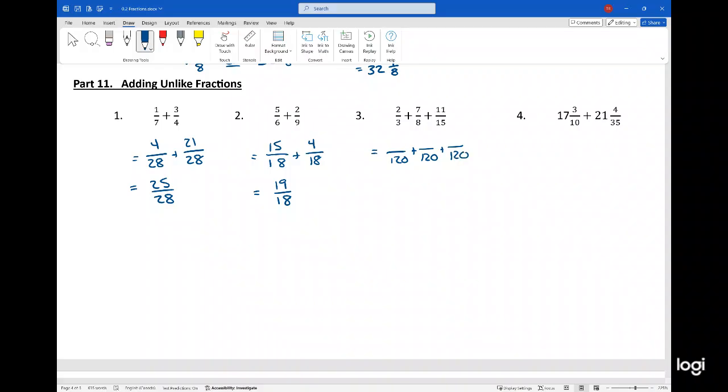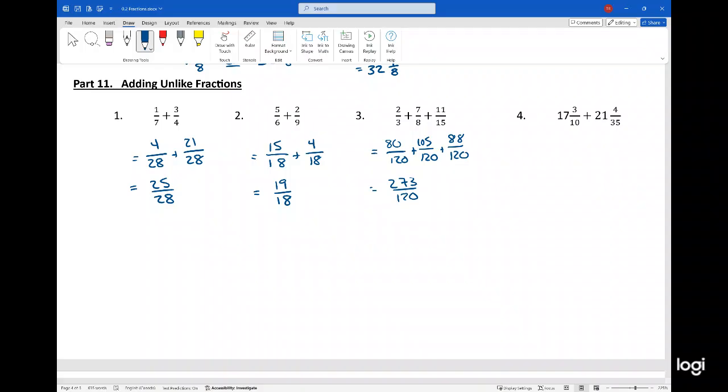So in order to get that, I had to multiply the first one by 40. So that's going to be 80 on the top. And the next one I multiplied by 15. 7 times 15 is 105 on the top. And the last one I multiplied the bottom by 8, so I'll multiply the top by 8. And that gives me 80 plus 105 plus 88 is 273 over 120.